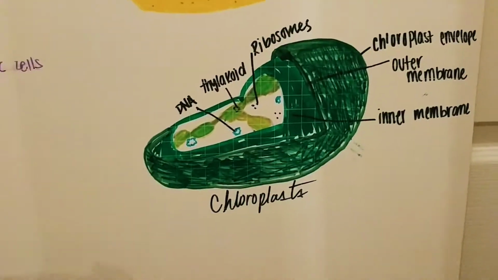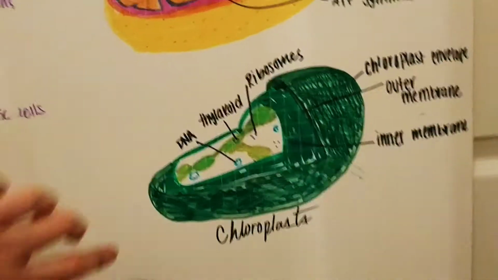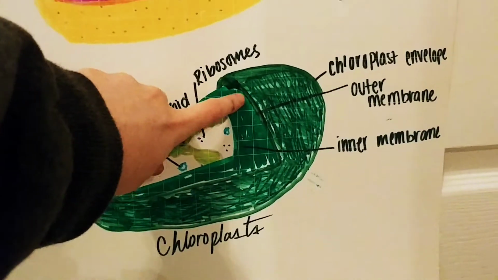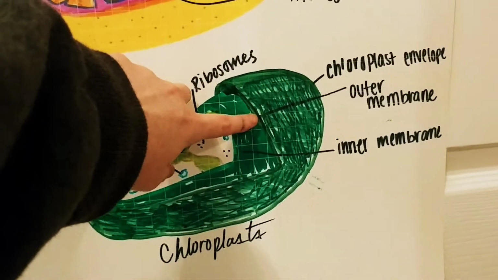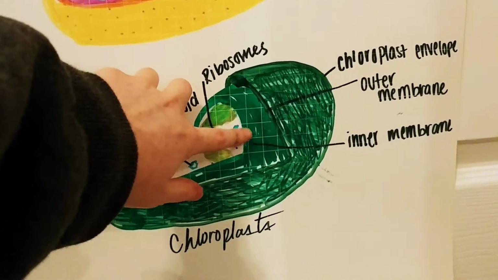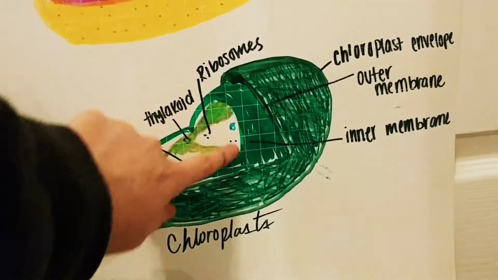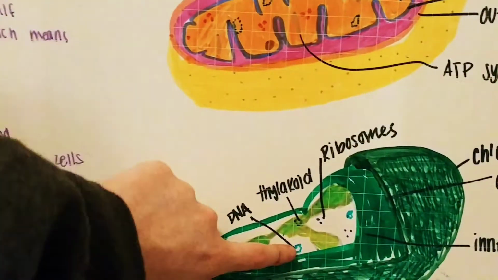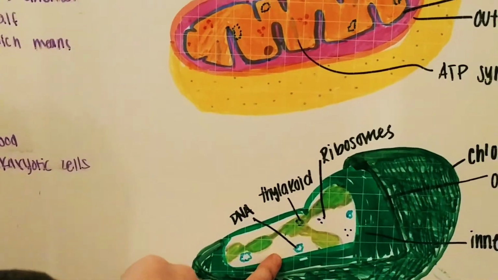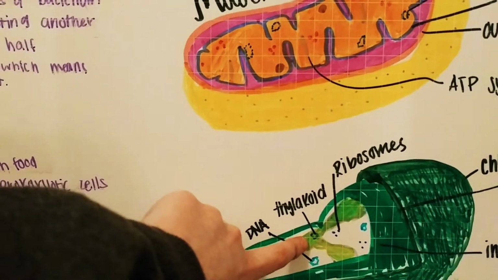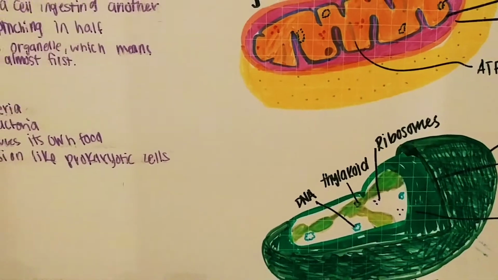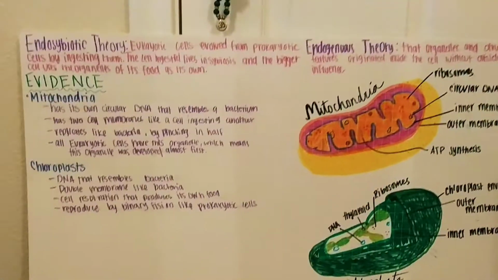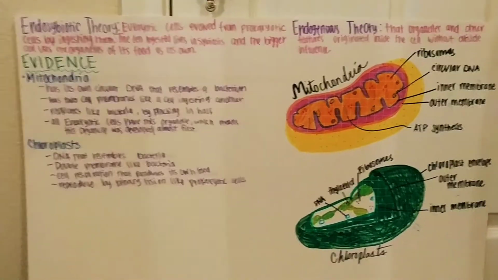And then we have chloroplast, which is, I ran out of green marker. We have the envelope, the outer membrane, which should be more visible, but it's this really dark green right here. The inner membrane, which is this lighter green, and the dots are ribosomes. These circles that are blue are the circular DNA, the thylakoid right here, which helps with making food, and that's basically the endosymbiotic theory.